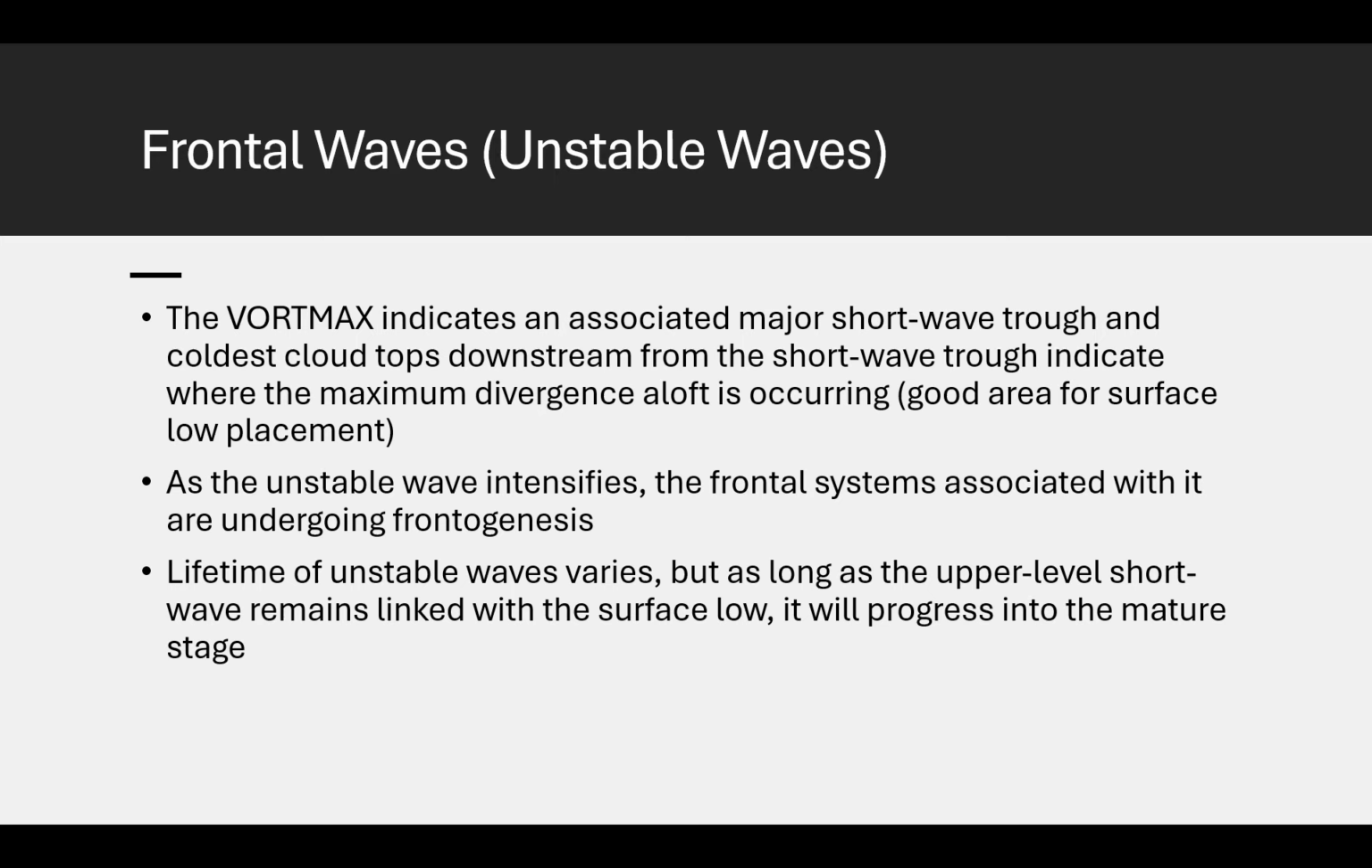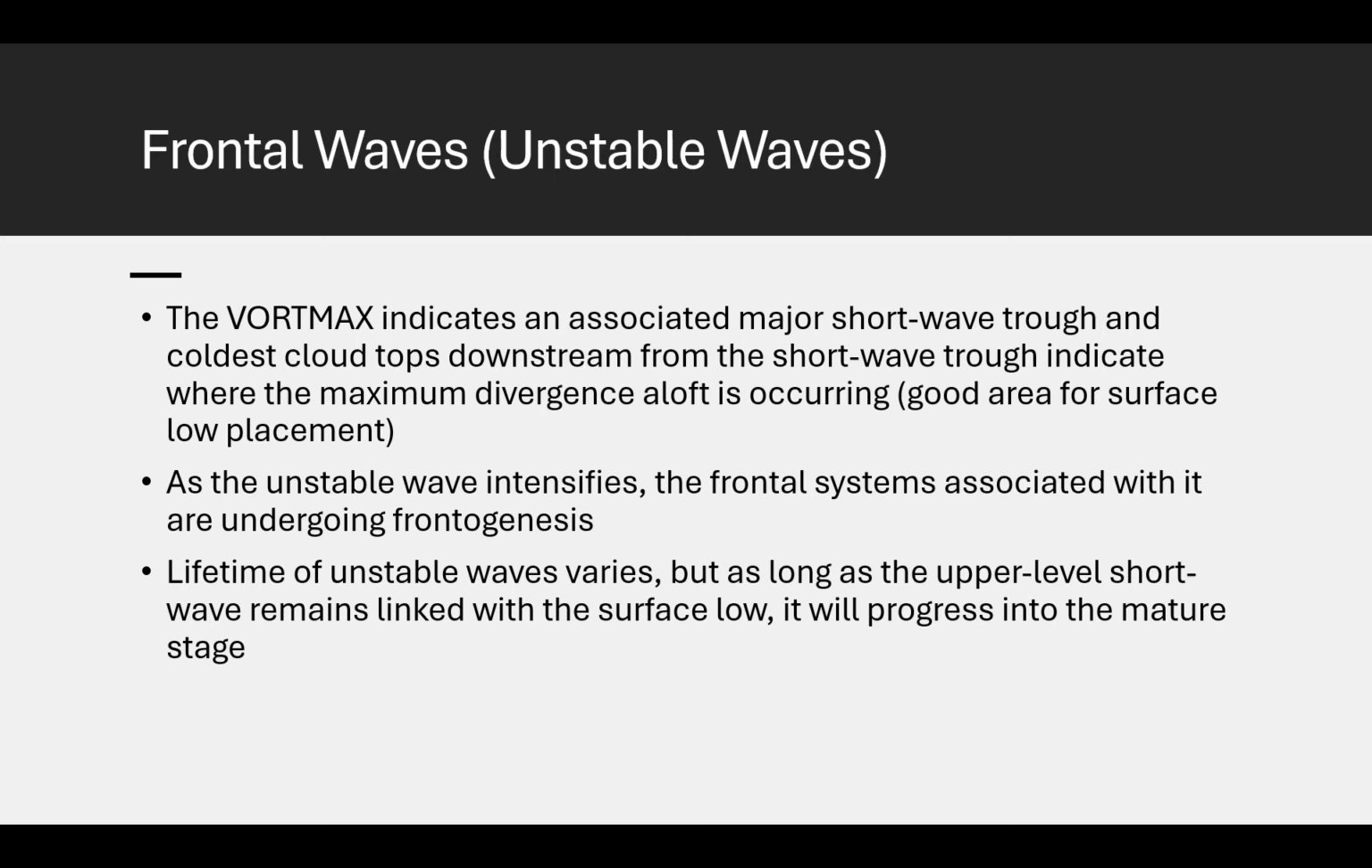So the vorticity maximum, vortmax, indicates an associated major shortwave trough. The coldest cloud tops are going to be downstream from the shortwave trough. They're going to indicate where you're having that greatest rising air motion, the divergence aloft. It's also going to be a very good area where you're going to place your surface low pressure system, your surface wave. Now, as the unstable wave intensifies, the frontal systems associated with it are undergoing frontogenesis.